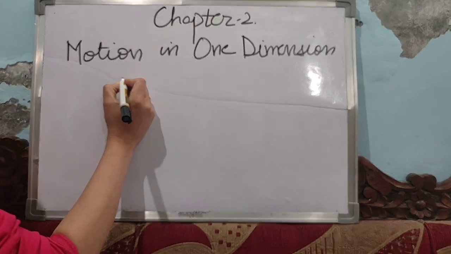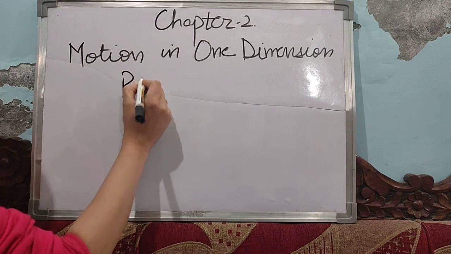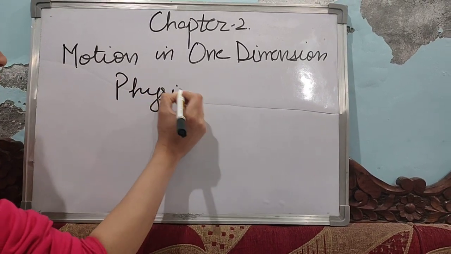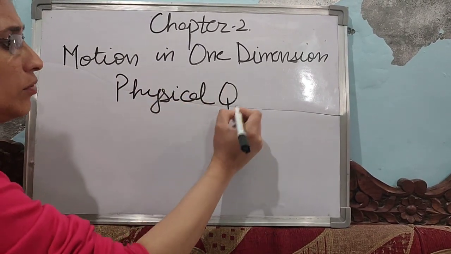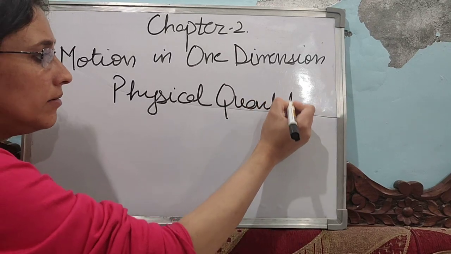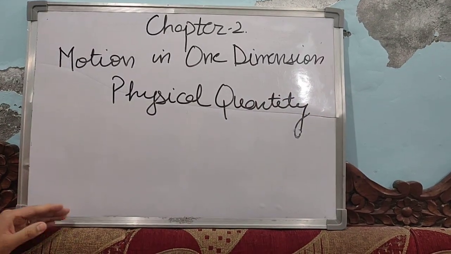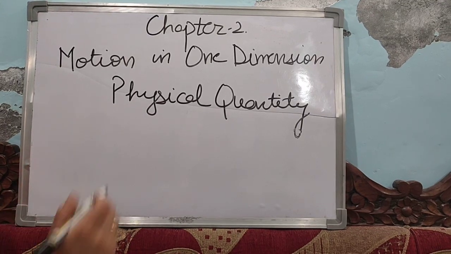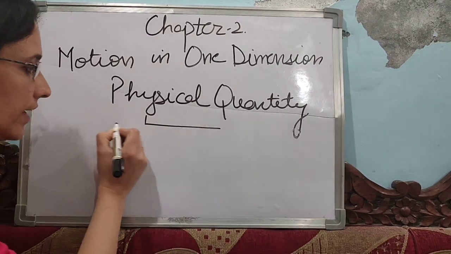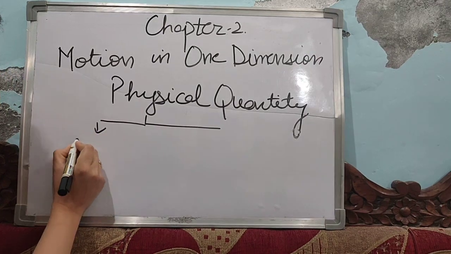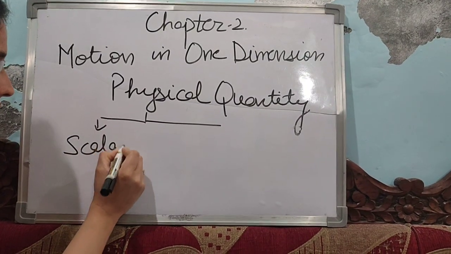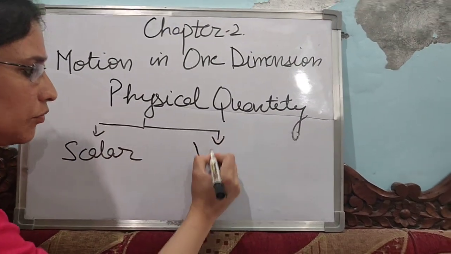Now we need to define certain terms. First is your physical quantity. What do you mean by physical quantity? The quantity which can be measured are known as your physical quantity. These are classified into two categories. First is your scalar and second is vector.